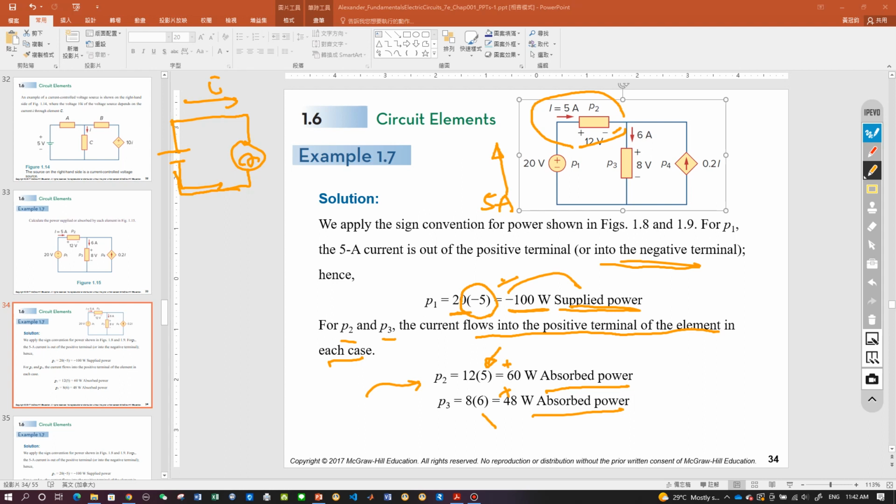So it consumes energy. So always say consume. Remember this word consume. Consume. Okay.